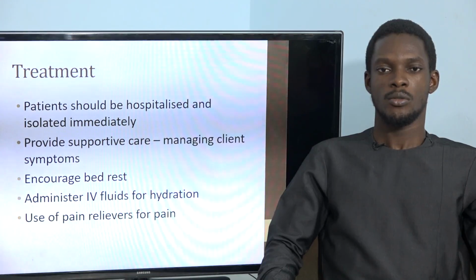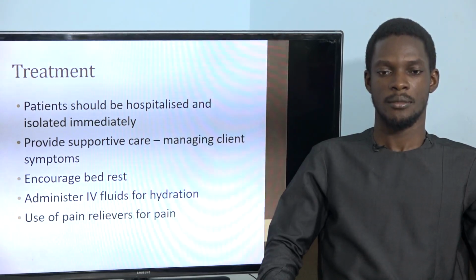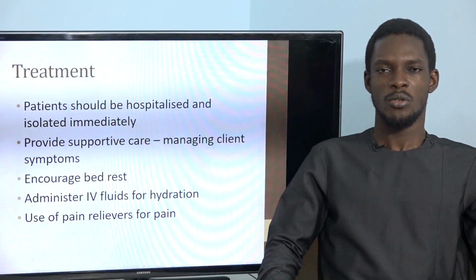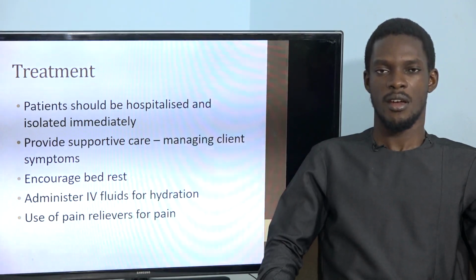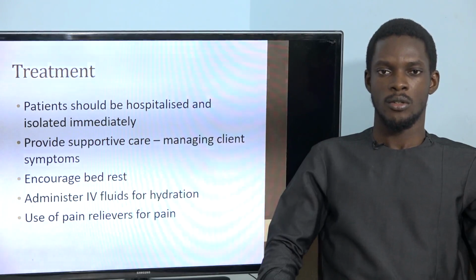For your treatment, you want to isolate your patient and hospitalize your patient immediately. The patient should also sleep under a mosquito-treated net. The reason you are doing this is to prevent any mosquito in the area from biting the patient and biting another person, thus transmitting the disease. You also want to provide supportive care in managing the patient.